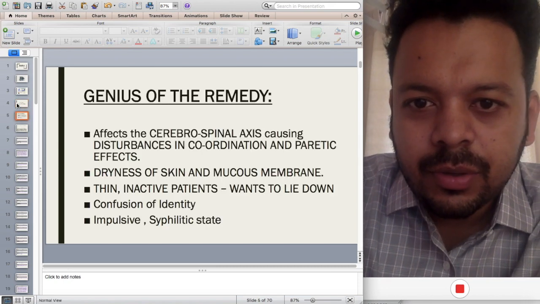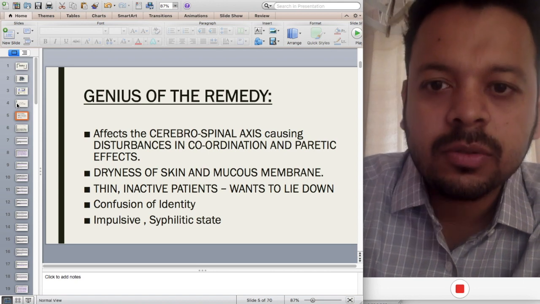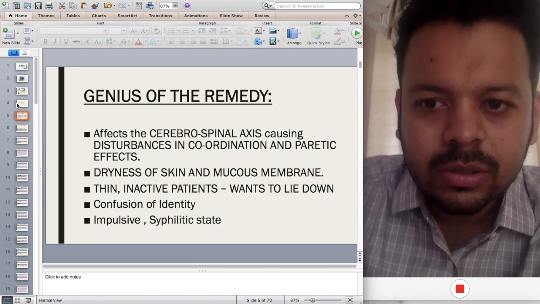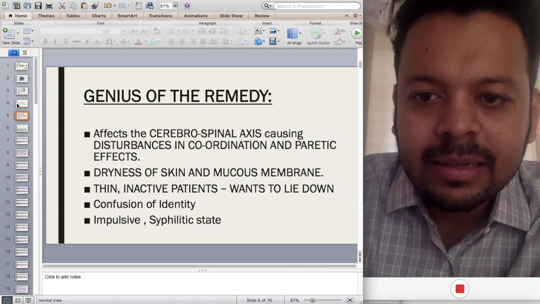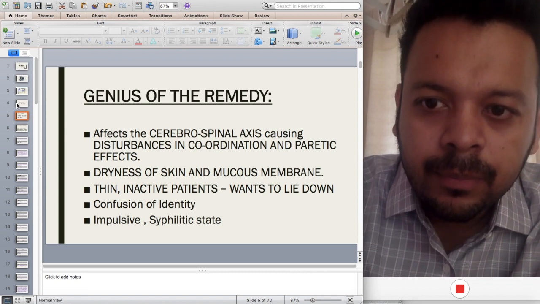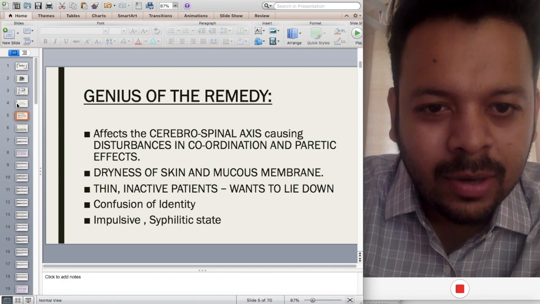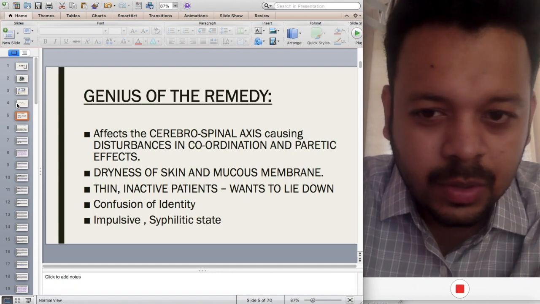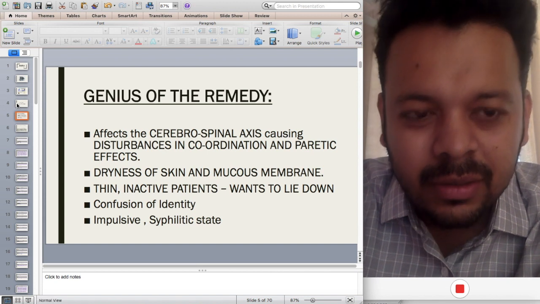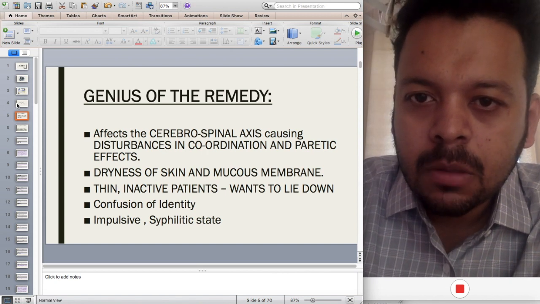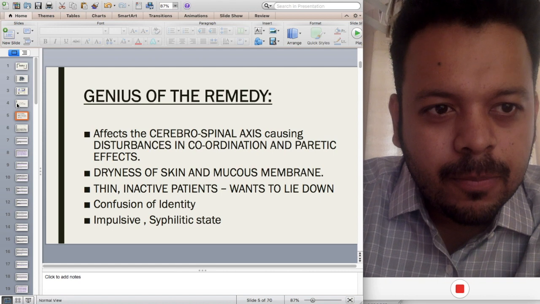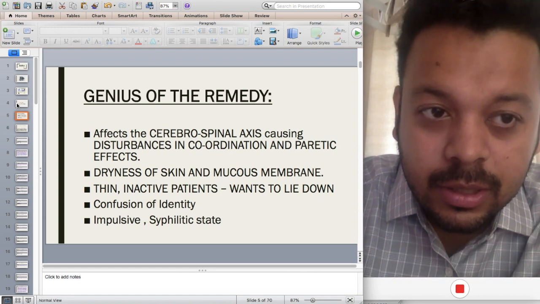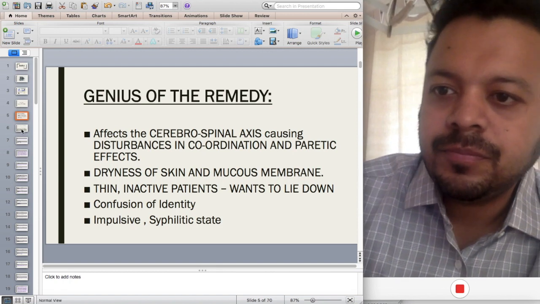The main genius of the remedy is it has a very strong action on cerebrospinal axis, causing a lot of disturbance in coordination, causes paralytic effects. Dryness is a very important state in them. They are very thin, inactive, they want to lie down. One of the strongest genius is confusion. There's a lot of confusion of identity. They can be very impulsive, violent, suppressive, and they can have a syphilitic state within them.